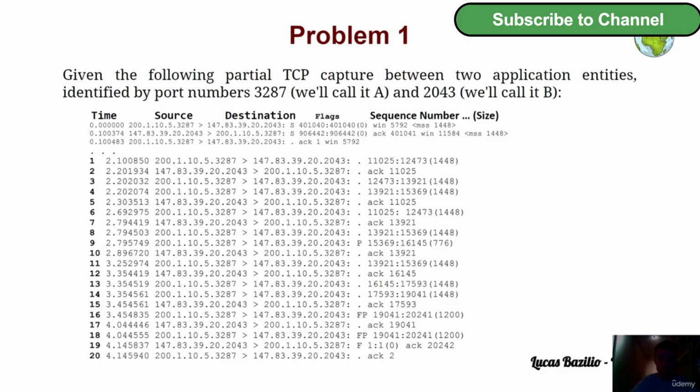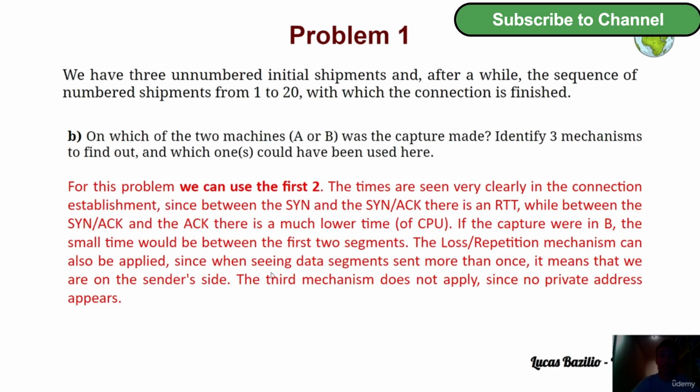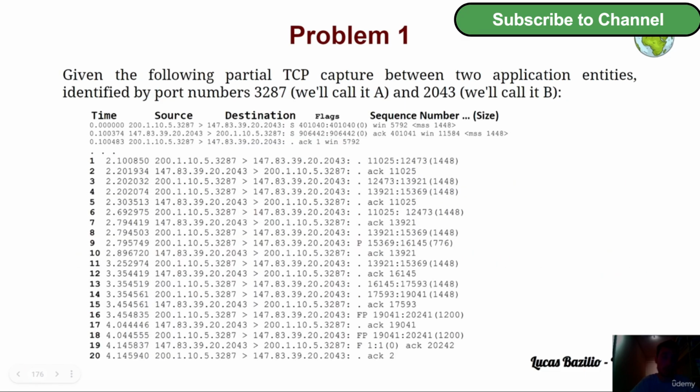So as we can see in this trace, we can see data segments that are sent more than once. This means that we are on the sender side. Essentially, we can conclude from this that we are on the application A. Where are those segments that are being repeated?